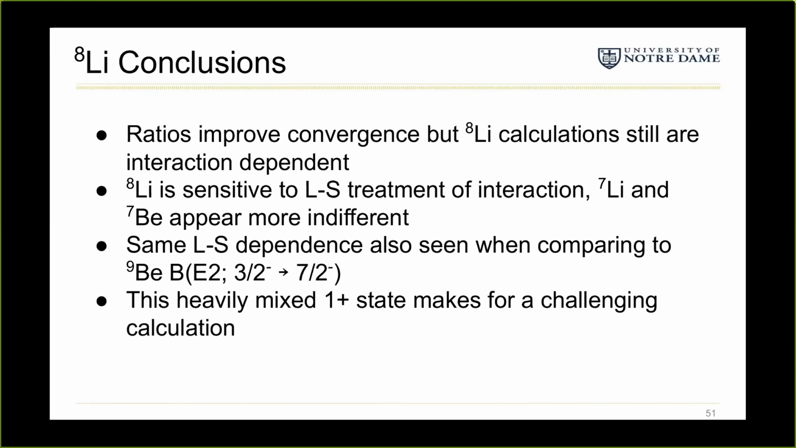And this same LS dependence was also seen in one of the E2 transitions in beryllium-9. In that case, there weren't actually nearby states for two-state mixing, so we're still looking into why that's happening. But we're seeing some initial indications that LS mixing can be an important value that impacts how these calculations work. And of course, this heavily mixed 1+ state makes for a very challenging calculation for these ab initio calculations. I would personally be excited to see more types of ab initio calculations for this lithium-8 BE2.